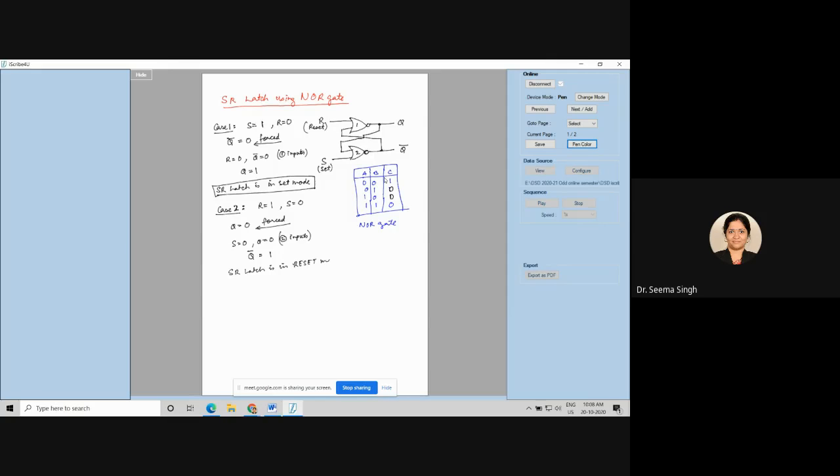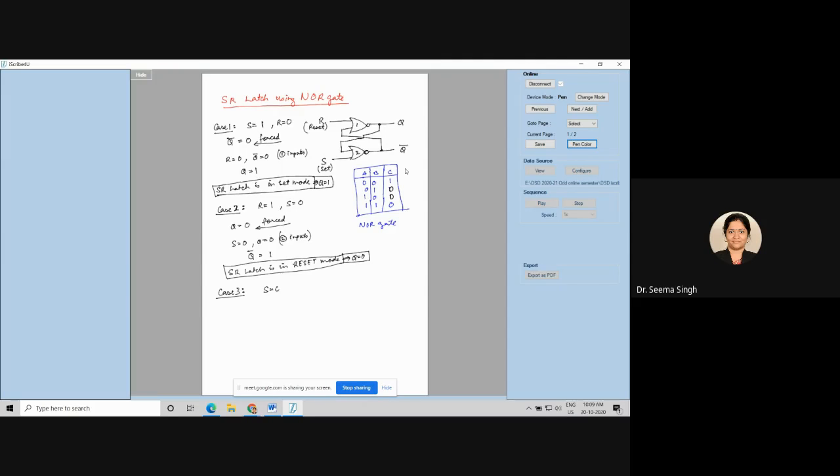So what do you mean by set mode and what do you mean by reset mode? Set mode says that Q is equal to 1 and reset mode says that Q is equal to 0. Reset means it has been reset. So Q is 0 in reset mode and Q is 1 in set mode. These two cases are clear. Now case 3.